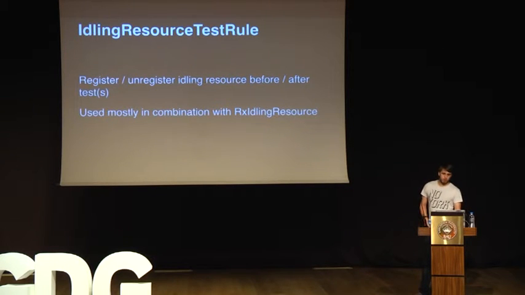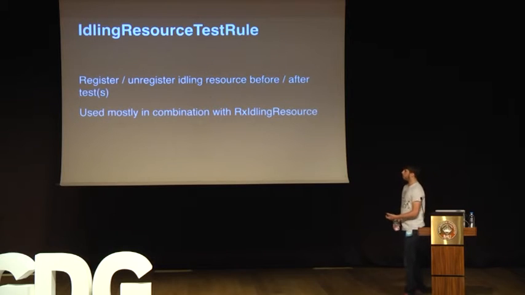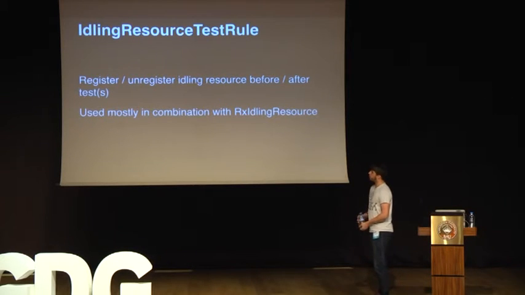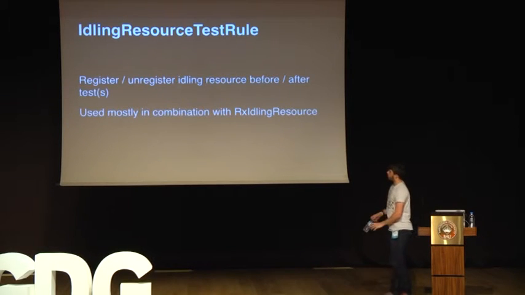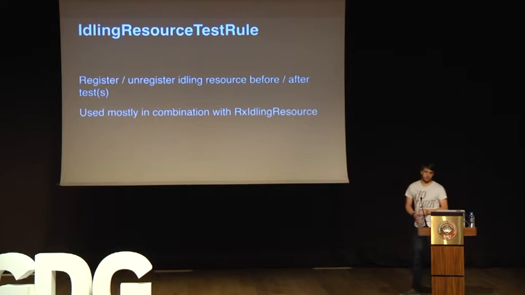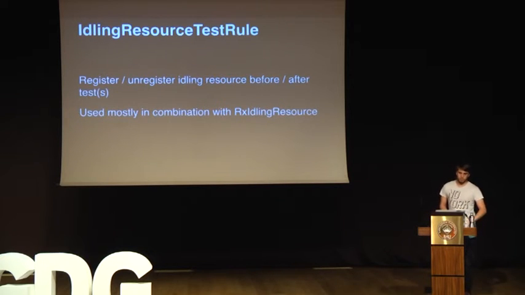So we have a really simple idling resource test rule, which is really dumb. It's basically 3 lines of code, but it's something that we don't need to write in our test code anymore. To register idling resources, you can just do Espresso.register or Espresso.unregister, so it basically registers, evaluates, so runs the test, and then unregisters. We use this mostly in combination with our custom Rx idling resource. So in the app, we do all of our background operations using Rx.